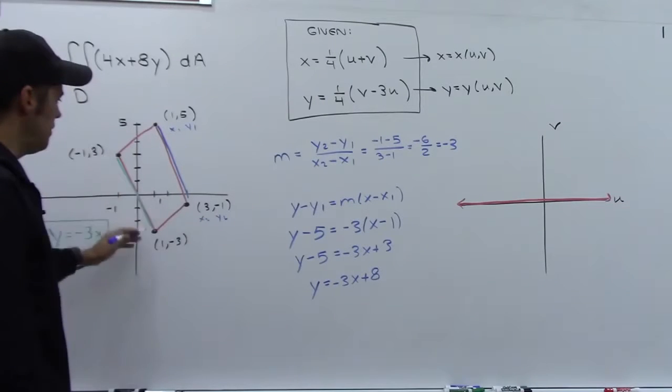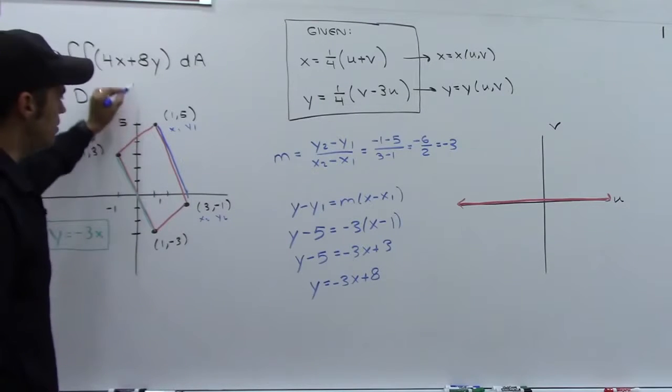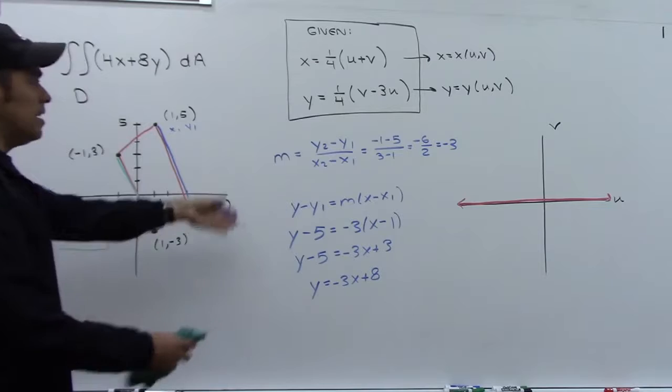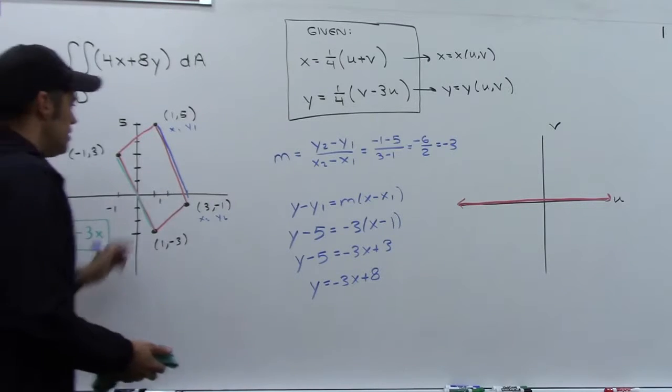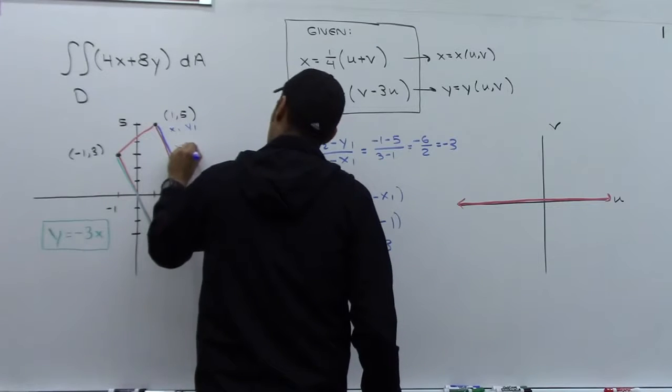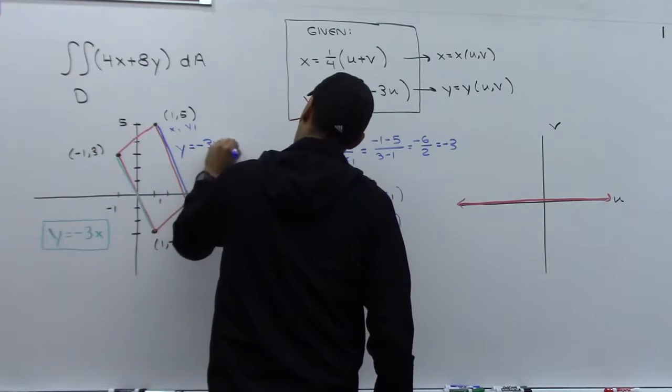Same slope as this one. And then I could have tried to find the y-intercept up here, which would have been 8. But that's how you do it systematically. All right, so this has the equation y equals negative 3x plus 8.